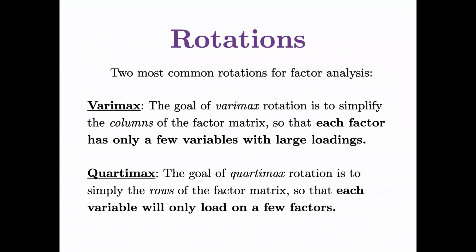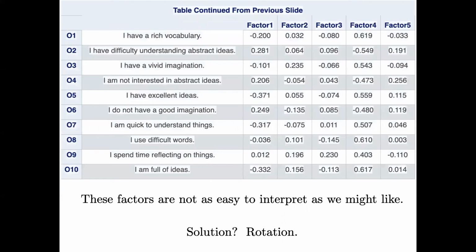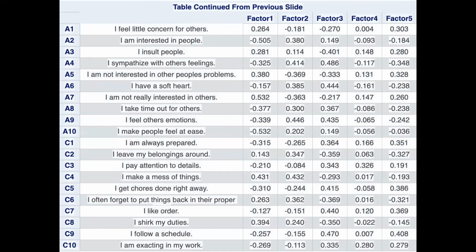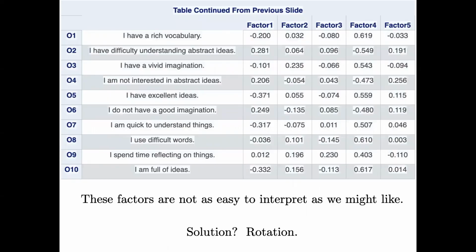There are 2 common rotations for factor analysis. The first is Varimax, and the goal here is to simplify the columns of the factor matrix so that each factor has only a few variables with large loadings. Now, when I talk about the factor matrix, I'm saying this big list of numbers, right? In every column here, I'm going to try to simplify it so that it has mostly zeros and just a few variables with large entries.